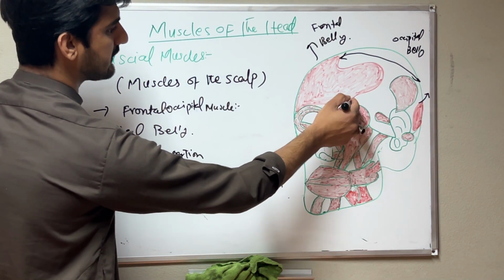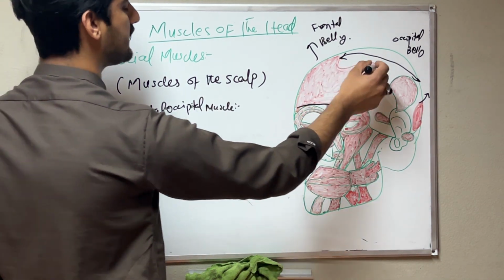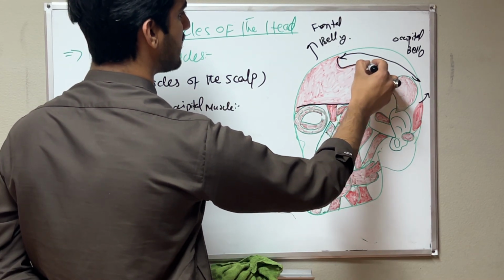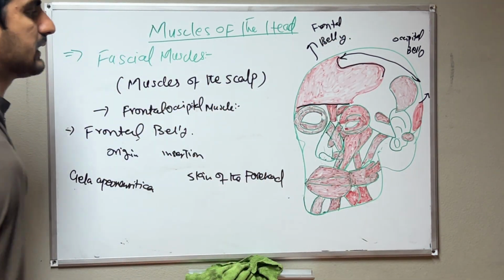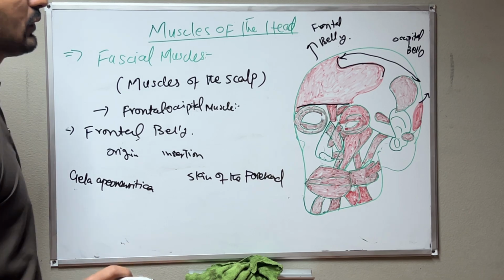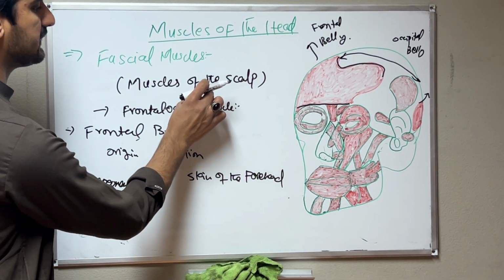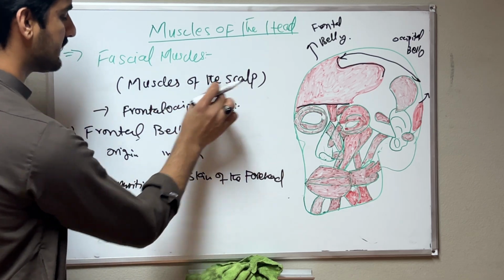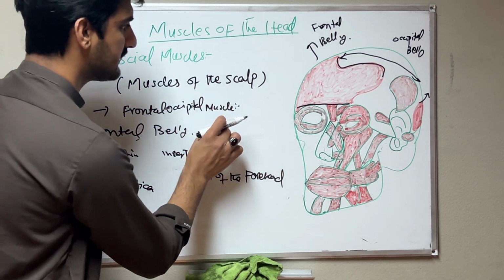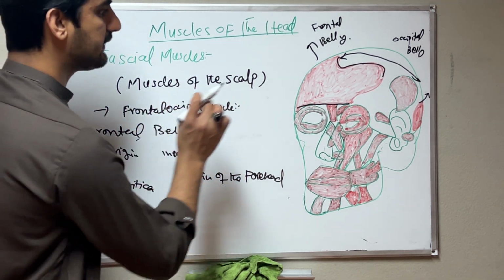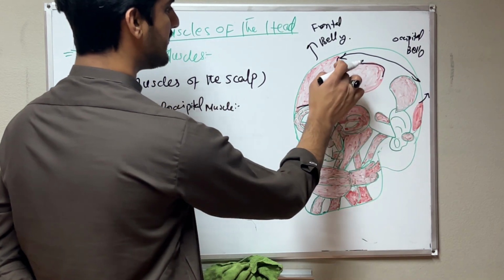Okay, understand, this is the skin of the forehead. Here is the skin of the forehead, and here is the insertion from the galea aponeurotica of the frontal belly. This is one muscle, a subsection of the facial muscles, whose name is the muscle of the scalp. The first muscle of the scalp is the musculus fronto-occipitalis, and it has two bellies, the occipital belly and the frontal belly.